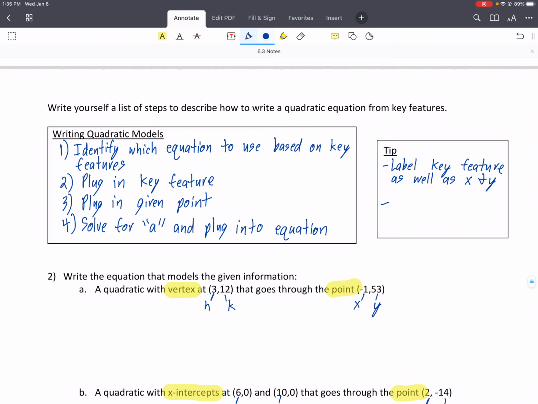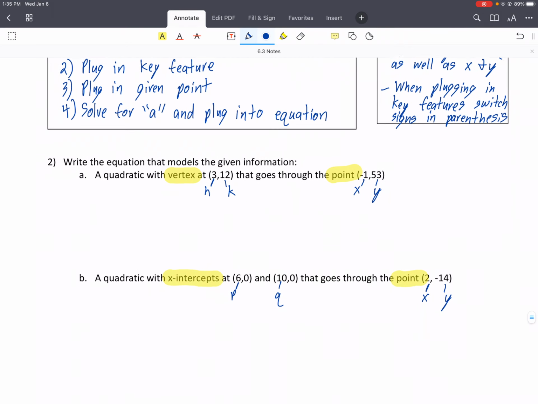Then remember, when plugging in the key features and only key features, we got to switch our signs in parentheses. Okay, so that's how we do those.